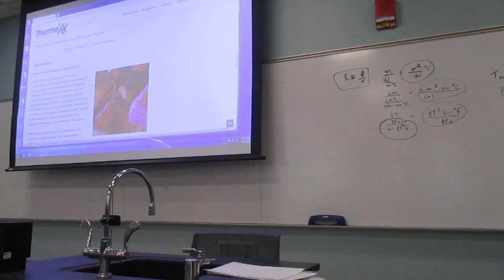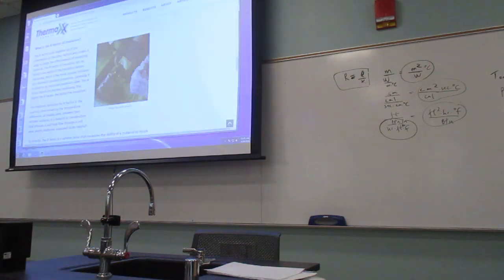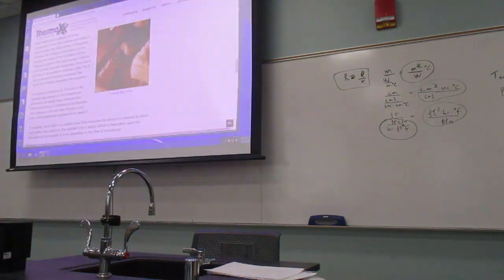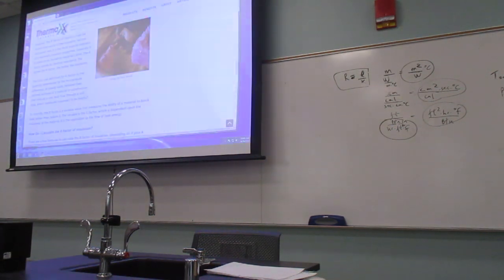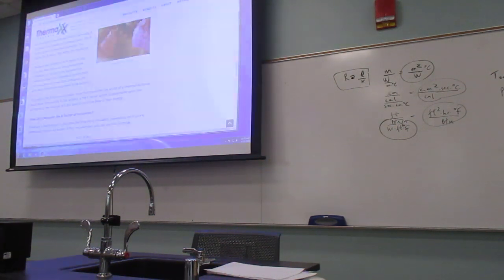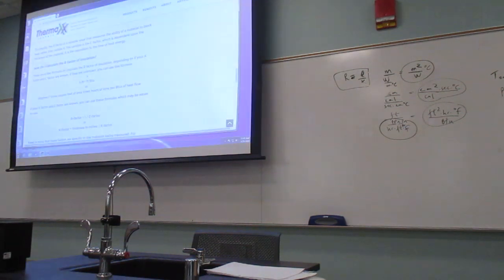Okay, but finally we get to the R factor. The R factor pulls together all of the information of the other factors and makes it easy to judge the effectiveness of insulation. The R factor of insulation can be found most easily of the insulation factors discussed. See this stuff that they're putting here? How do I calculate the R factor of insulation?